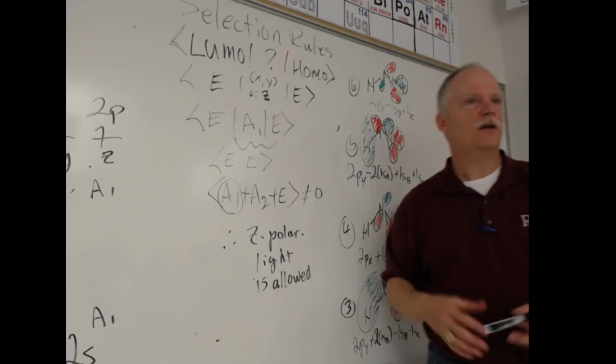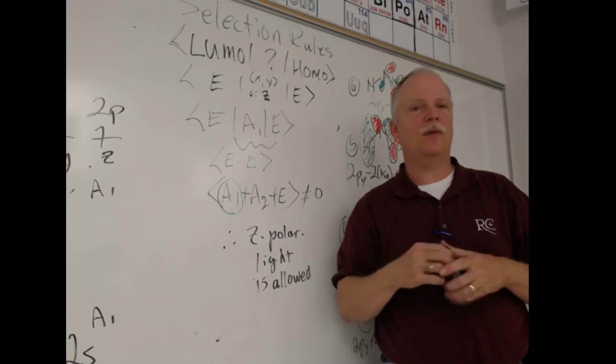So ammonia with light oscillating in the z direction along the axis of the molecule could cause this HOMO to LUMO transition.